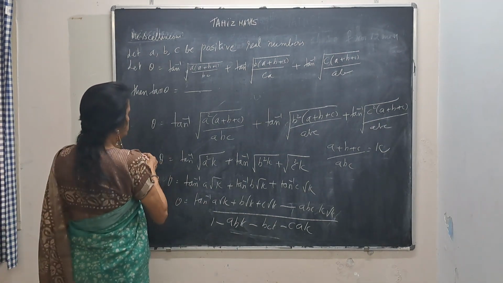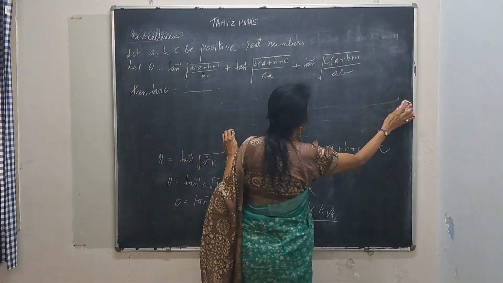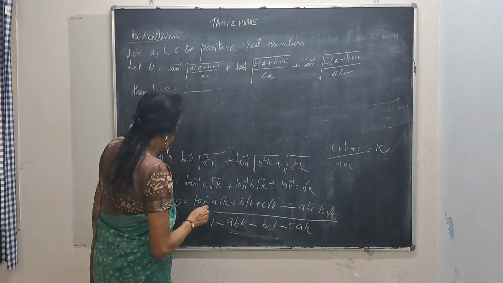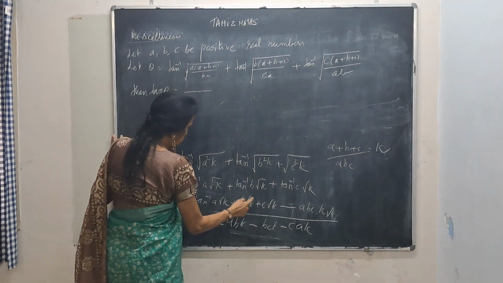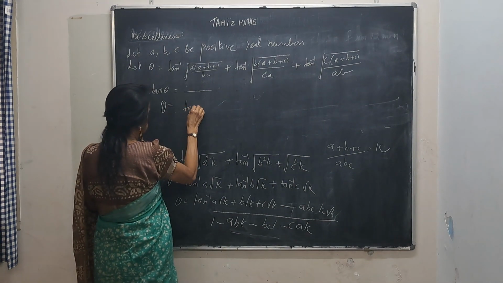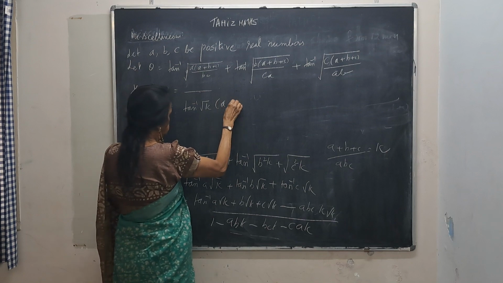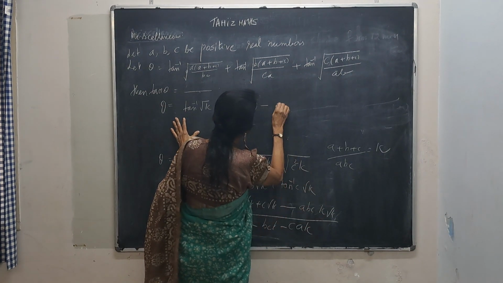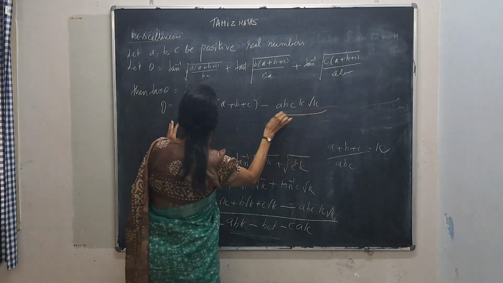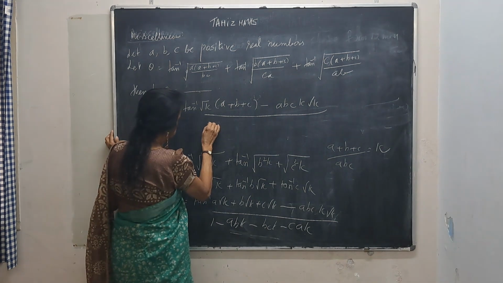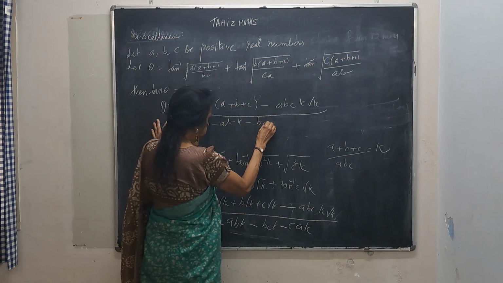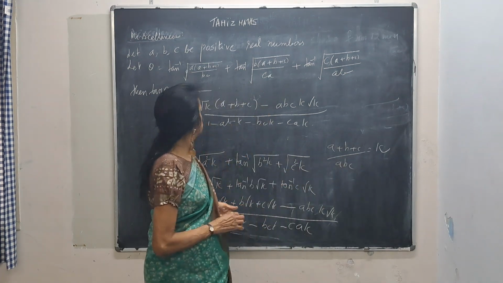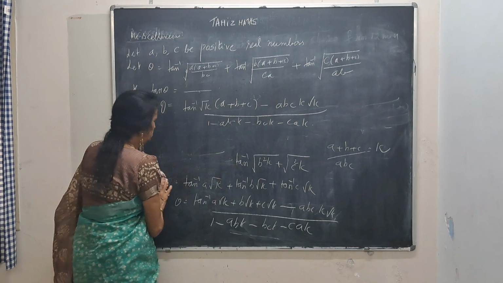What is this? A plus B plus C by ABC is K. So now look here, take out root K outside. But what is A plus B plus C? K into ABC. That's all. Two more steps and we get the answer.